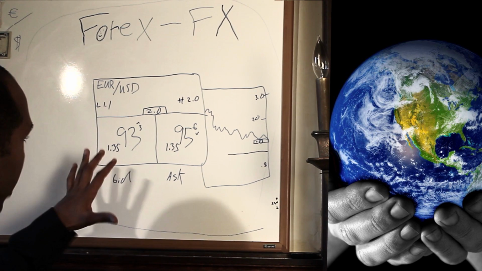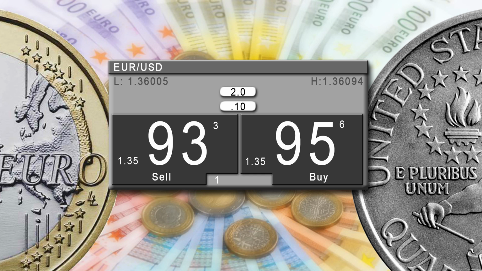So that's the basics of what you're going to see in a trading system. Now, additionally, you might have interest rate information. You might have a buy interest rate and a sell interest rate as well. This is fundamentally what you're going to see in your trading platform, your FX or Forex trading platform.